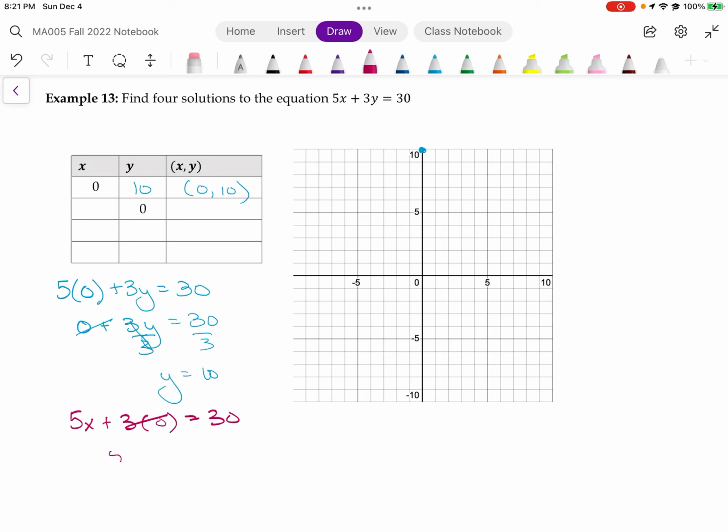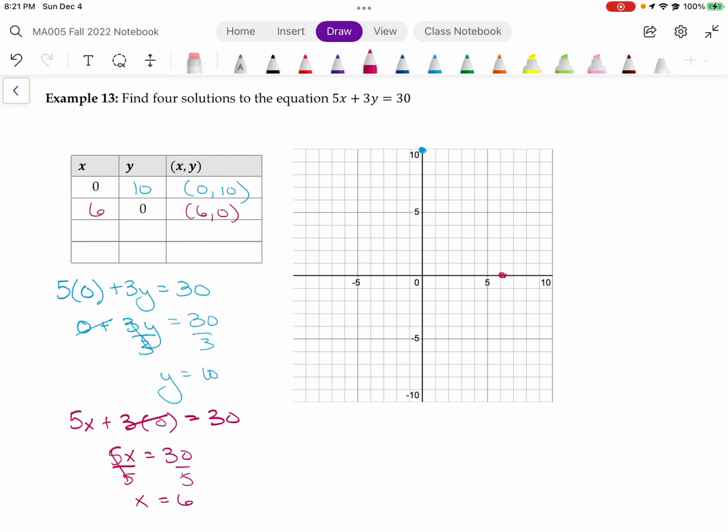Right? 5x equals 30. So solve that. And a lot of people can just go ahead and do that in their head because you're just dividing by 5. x equals 6. So 6, 0. All right, so I get 6, 0 as the other one. All right, so you can pick other points here. You can pick other points.